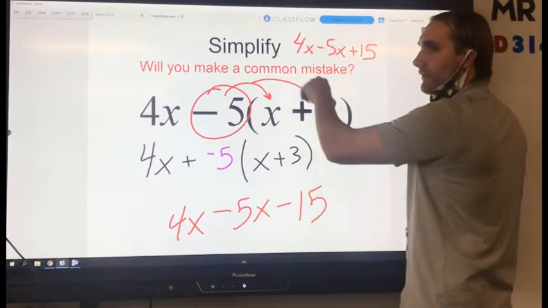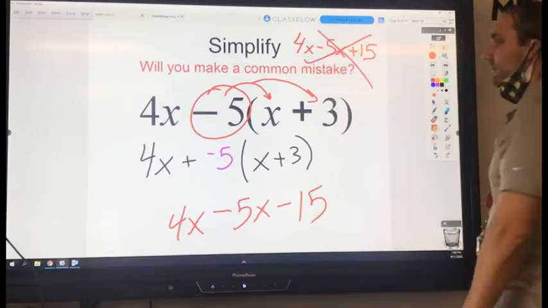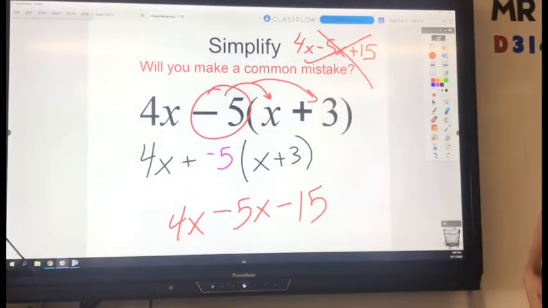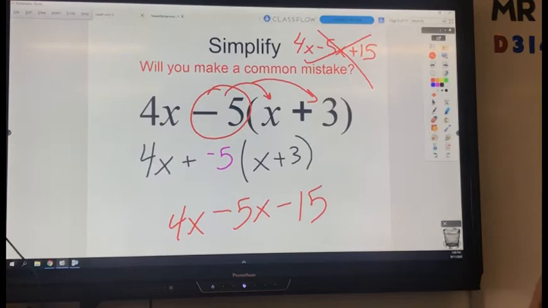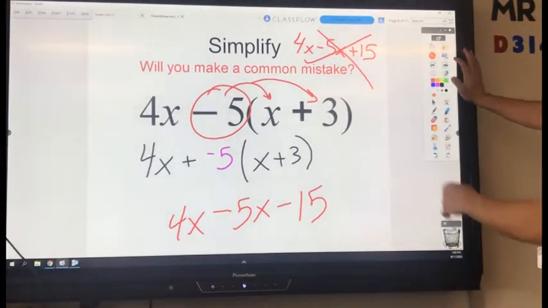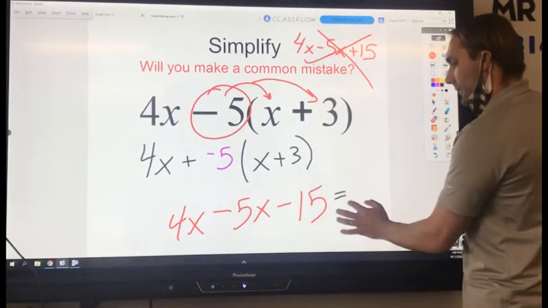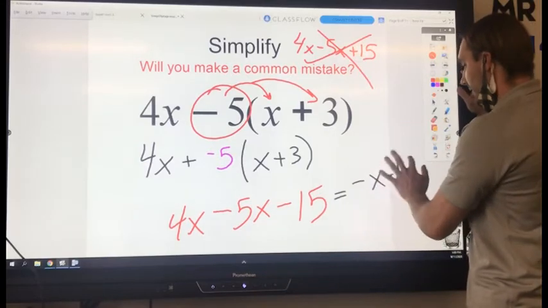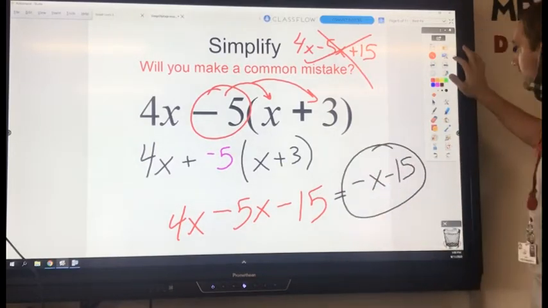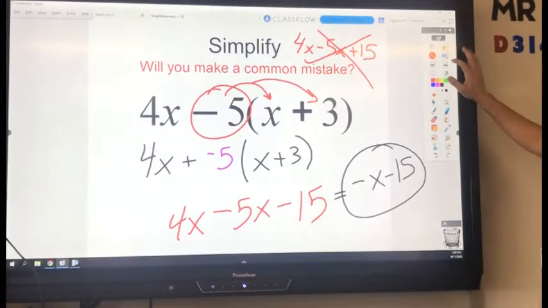They distribute just the 5, and that's a big no-no. And I'll try to bring that up as much as possible so you don't make that common mistake. And then of course we have to combine like terms. Negative x minus 15. Watch out for that.